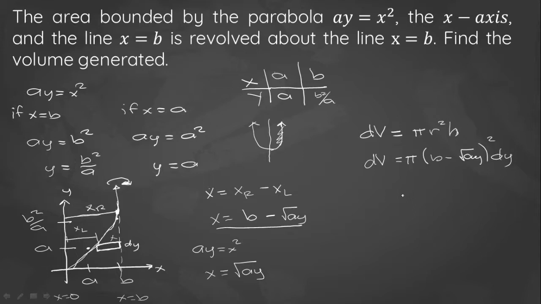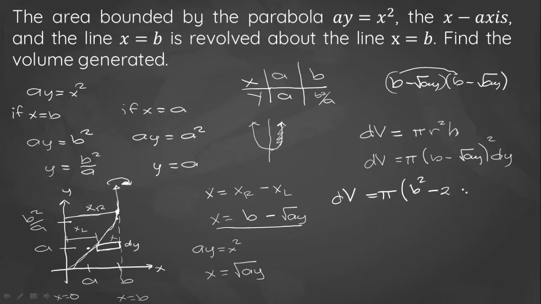So before integrating our function, we must simplify the parentheses here. So we have dv is equal to pi. This will become b multiplied by b, b minus square root of ay multiplied by b minus square root of ay. So this will become b squared, and this will become minus 2b square root of ay. This will become positive ay dy.